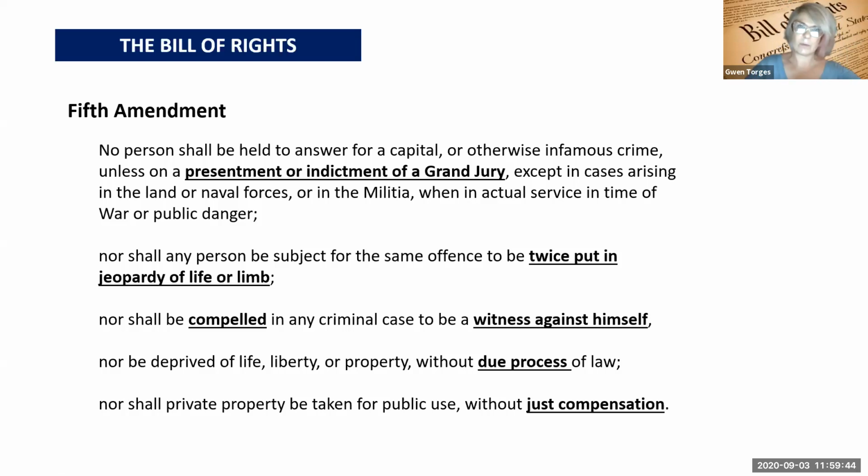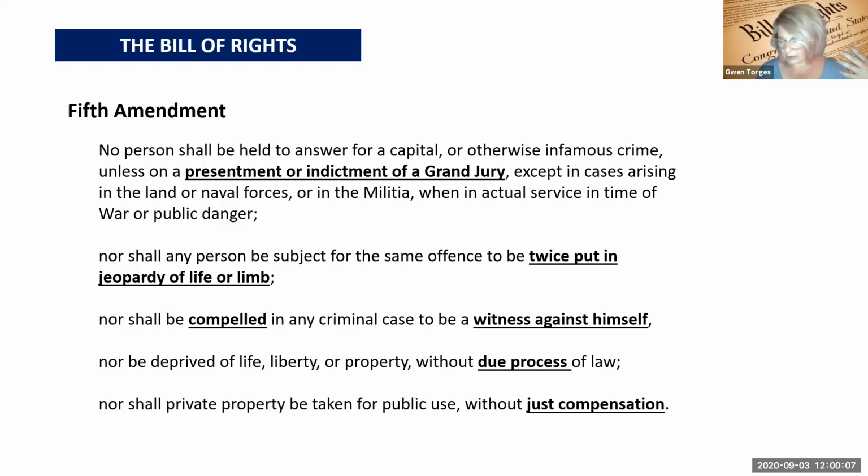So the prosecutor says, here's what I got. Do you think there's enough evidence to go forward? And the grand jury votes, and it's just a majority vote. If a majority of the jury thinks so, then they issue an indictment, which is the charging instrument of a grand jury.